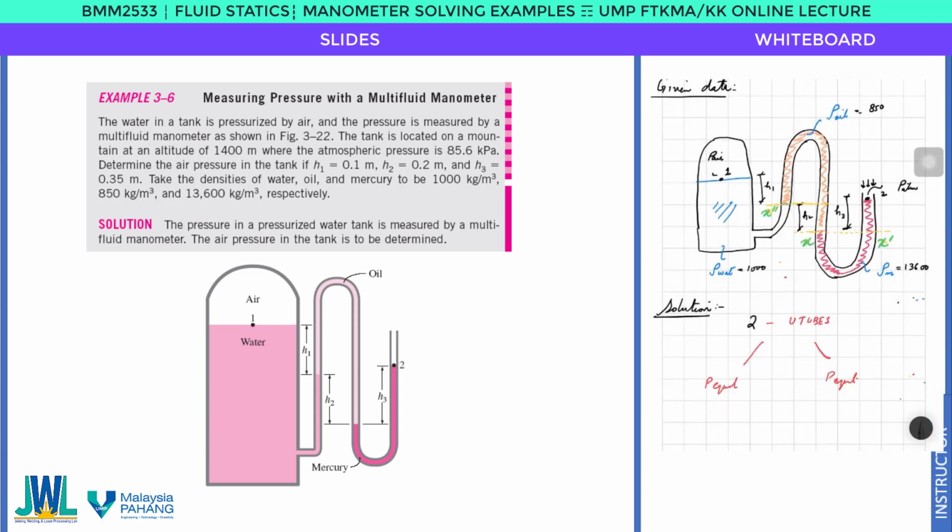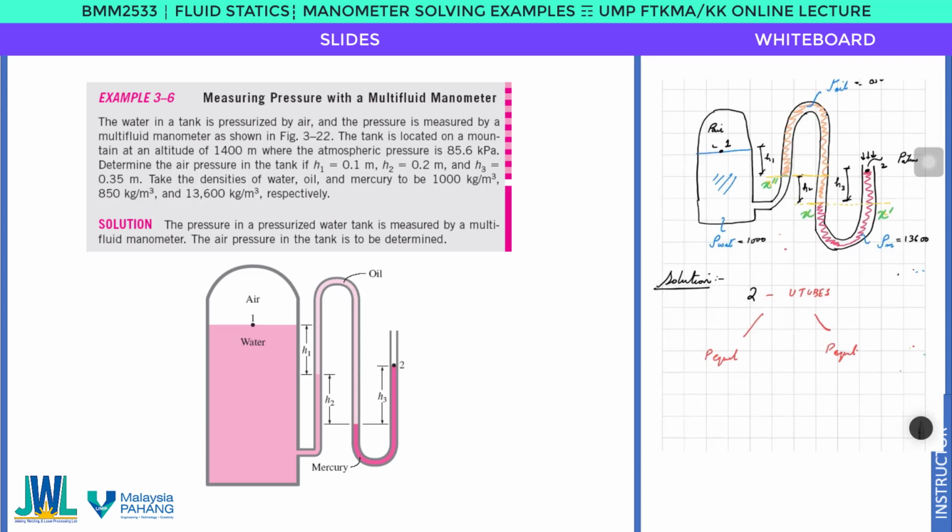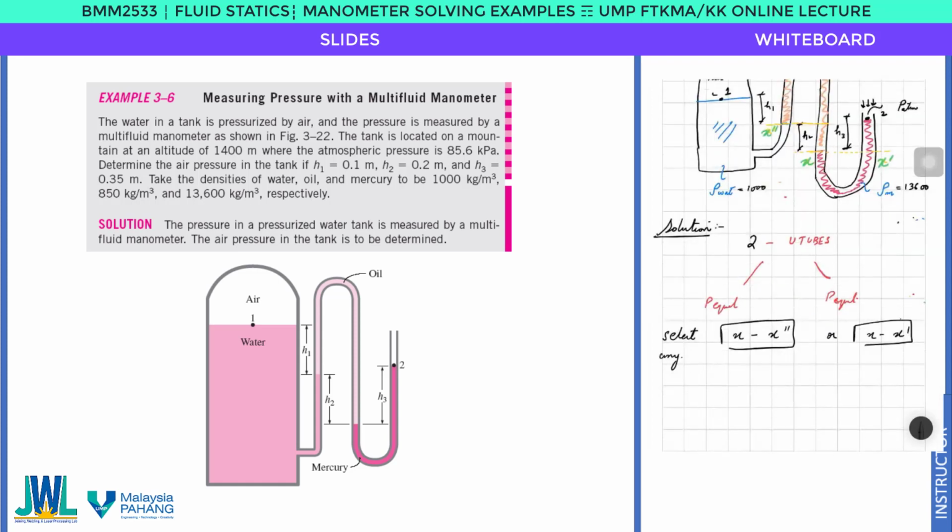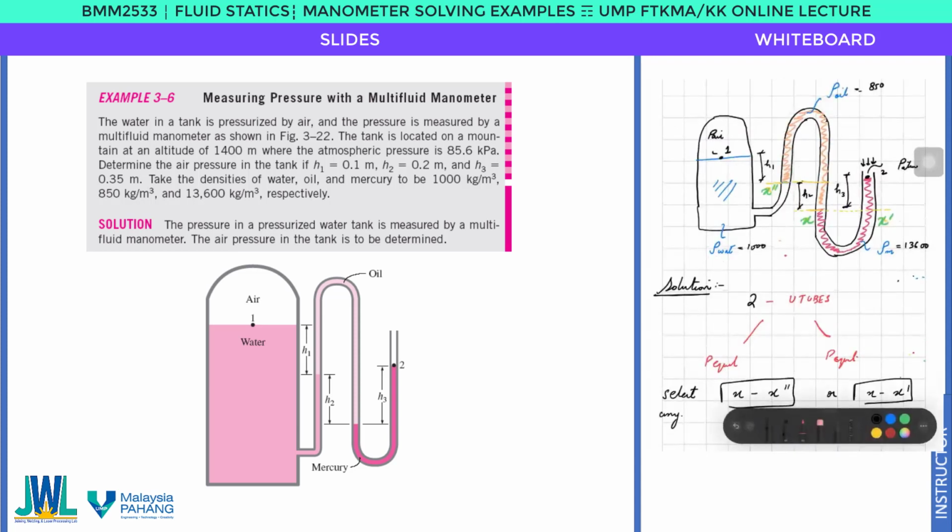So now you can basically select any one of them. It's up to you. Select any one of them, either X, X double dash, or X, X dash. Select any one of them. So I am going to select X, X dash. It means my left hand side and right hand side is this portion.